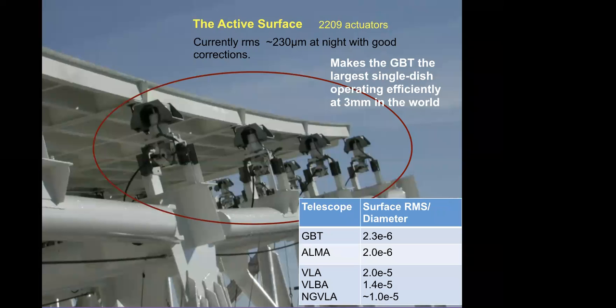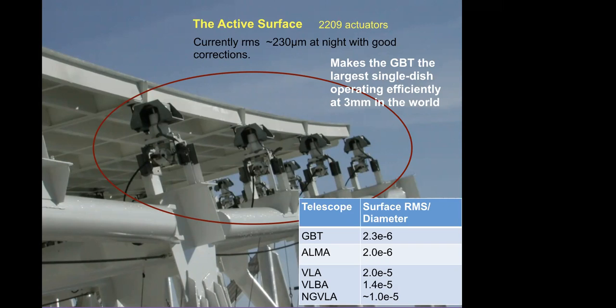One of the key features of the GBT is that it has an active surface. With some other radio telescopes like the VLA, you have just a fixed dish, whereas with the GBT, we have 2,209 actuators. These actuators are at the corner points of each block on the dish surface. They will push or pull, correcting the dish surface to make the best RMS for imaging at the high frequency observations.